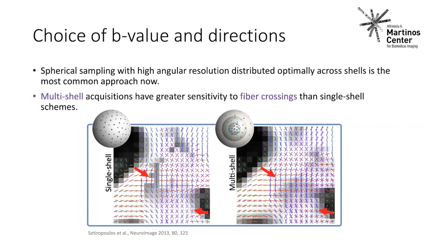And multi-shell acquisitions have greater sensitivity to fiber crossing than single shell schemes. So we can see in the fiber crossing region, single shells can show relatively fewer directions, but multi-shell data can show more fiber directions in the fiber crossing region.